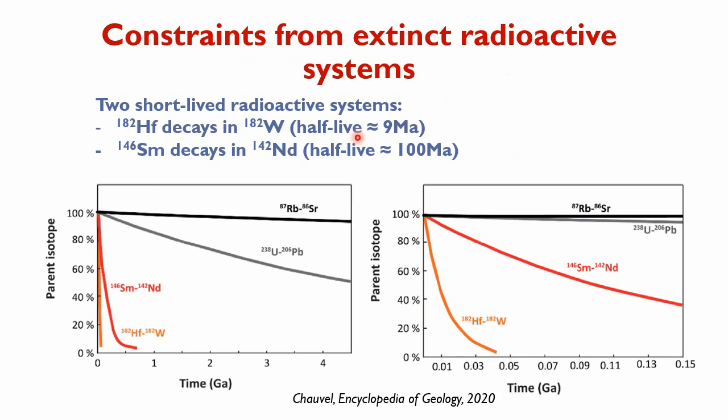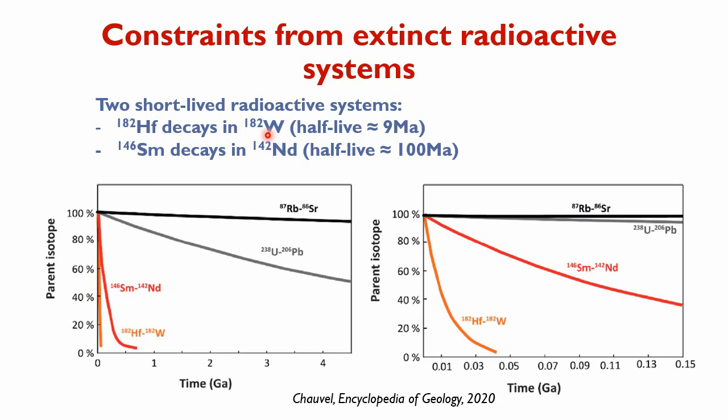Okay, so now do we have constraints for what happened during the Hadean? And we have some, and they come from what is called the extinct radioactive systems, and there are two of them that probably most of you have heard about. There are two short-lived radioactive systems that existed at the beginning of Earth's history and do not exist anymore. The decay is finished. So the first one is the 182 hafnium that decays into 182 tungsten.